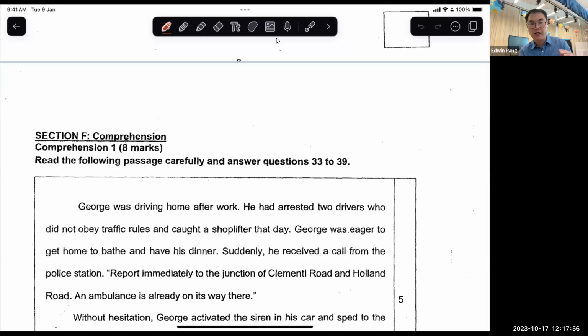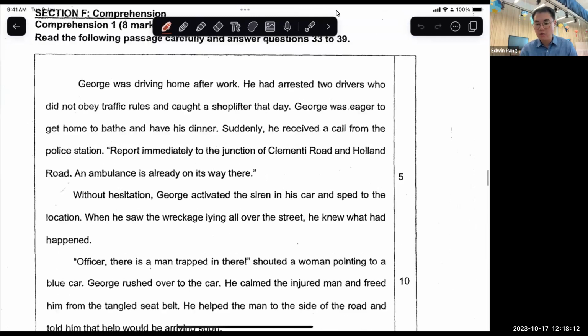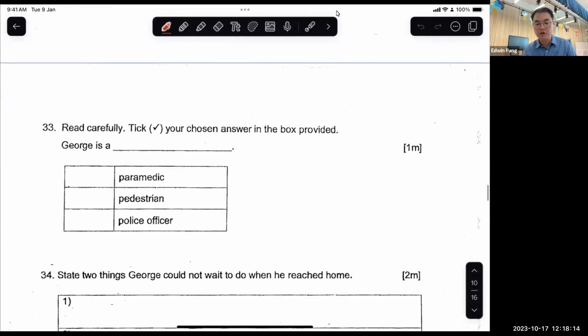So today I'm going to start at the back with the comprehension, and I'll start with the first comprehension. This is the one on George. Okay, so I'm just going to show you how you can annotate without spending too much time on your annotations so that you can focus on answering the questions. So we always start a comprehension with the question first, not the passage, but the question, okay?